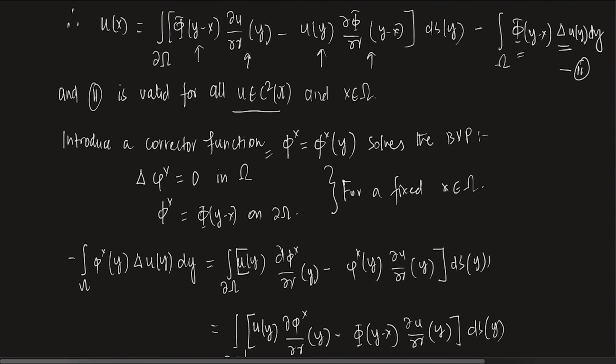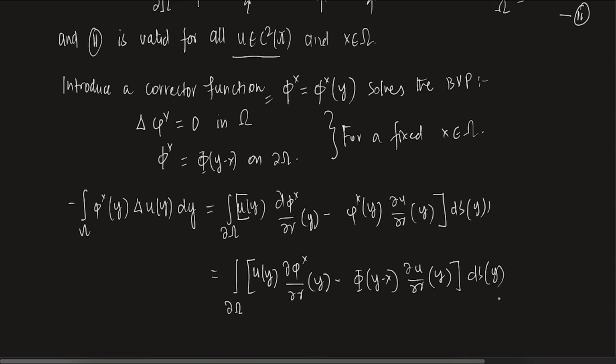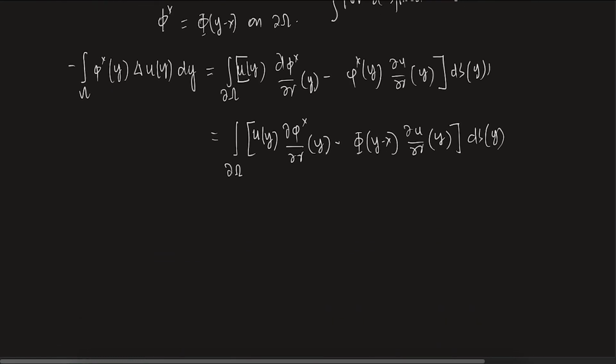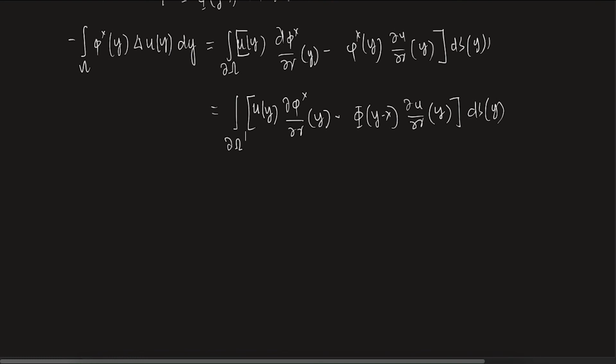Our point was to eliminate this particular term, ∂u/∂γ at the point y on the boundary. This is that term, right? Phi(y minus x) times ∂u/∂γ on the boundary. So if I add this term and this term, they get cancelled out. I want to eliminate that only. So we want to add those two terms, and to do that, we want to make it a little simpler. That's all.